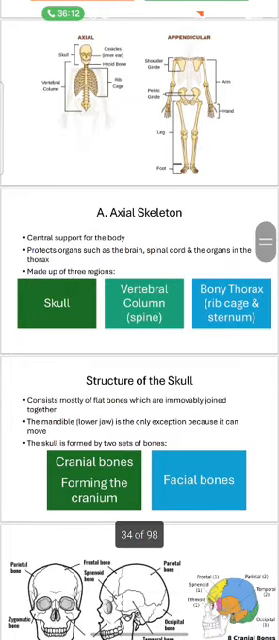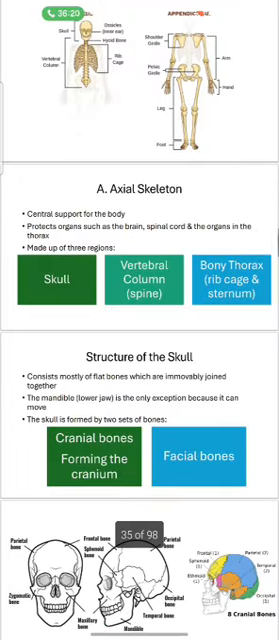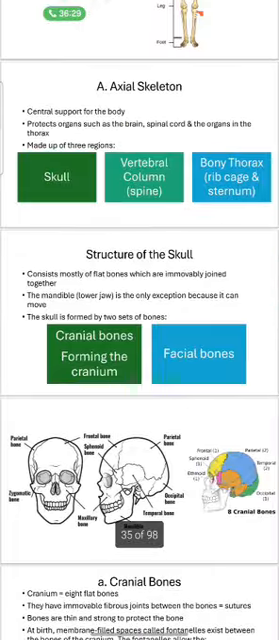So the axial skeleton is the central support for the body. It protects organs such as the brain, spinal cord, and the organs in the thorax. It is made up of three regions: the skull, the vertebral column, the spine, and the bony thorax, which is the rib cage and sternum.